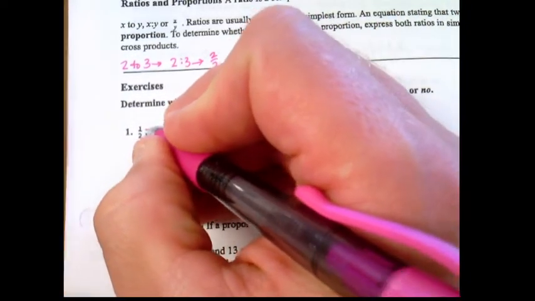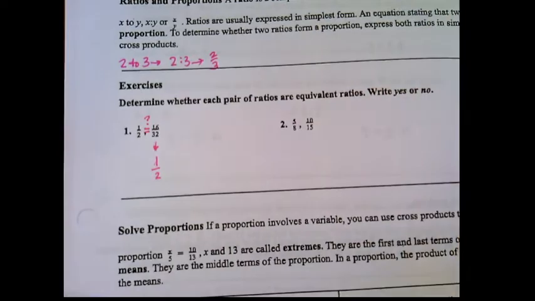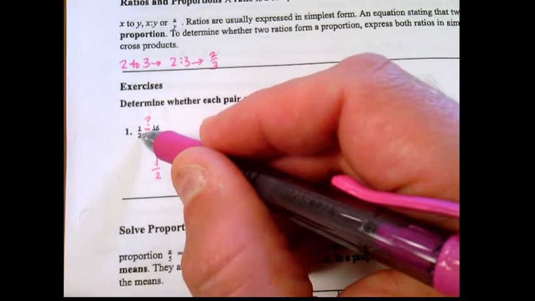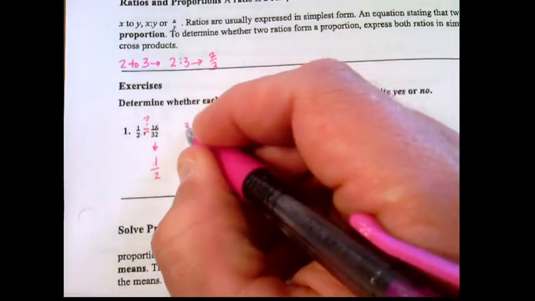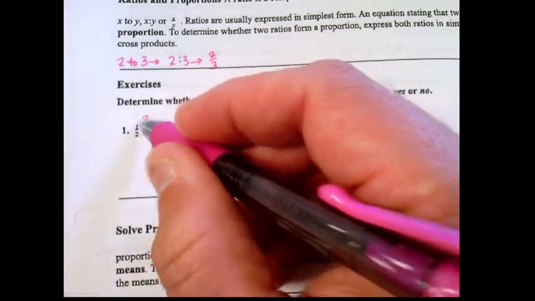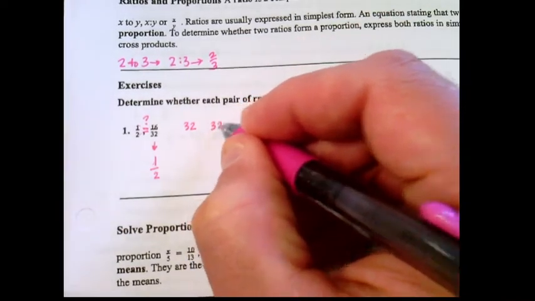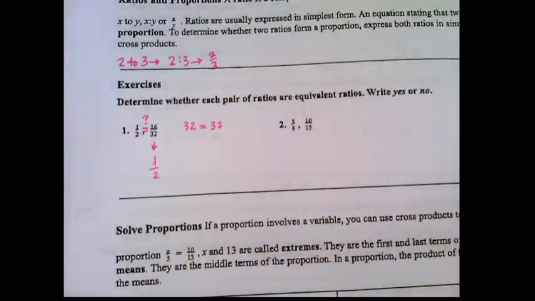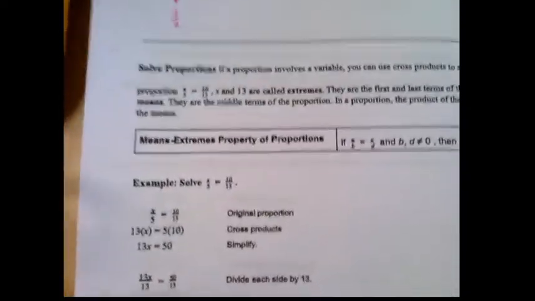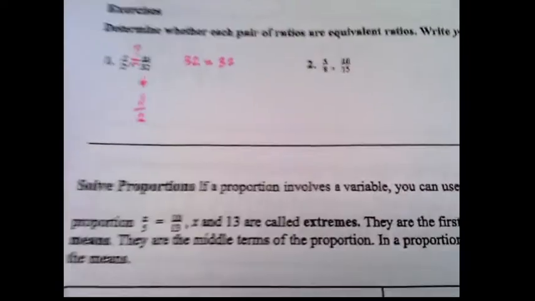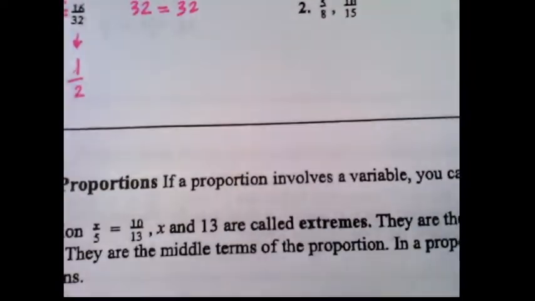Or if I was to ask, are these equal? I'll put a question mark over my equal sign there. Are they equal? I can take the cross product here. 2 times 16 is 32, and 1 times 32 is also 32. And if their cross products are equal, then you know you have the same ratios, okay? Still trying to get this even closer here. There you go, all right?